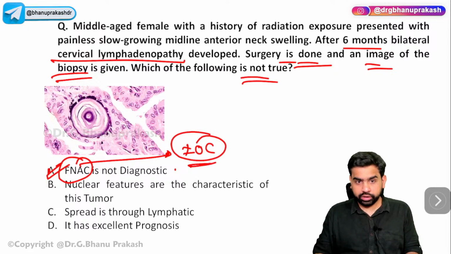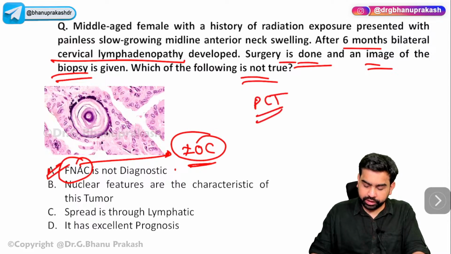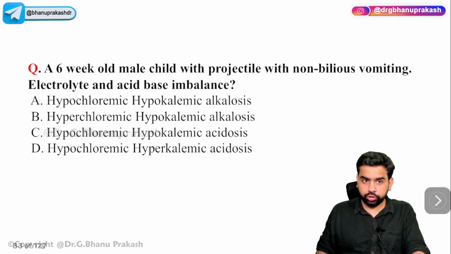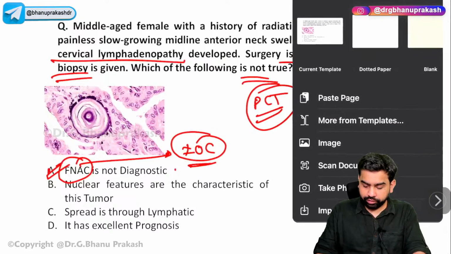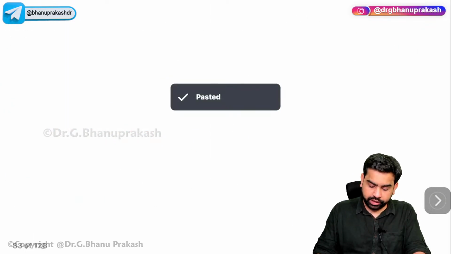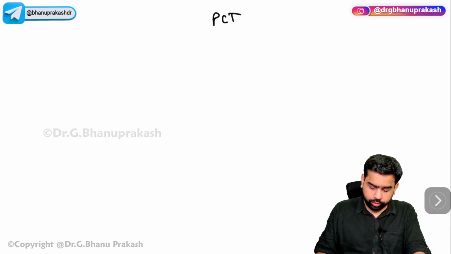Okay, so nuclear features are characteristic. Okay, we'll talk about this. So what is the diagnosis over here? This is a papillary carcinoma of thyroid. Okay, so let us talk about the papillary carcinoma of thyroid in detail.